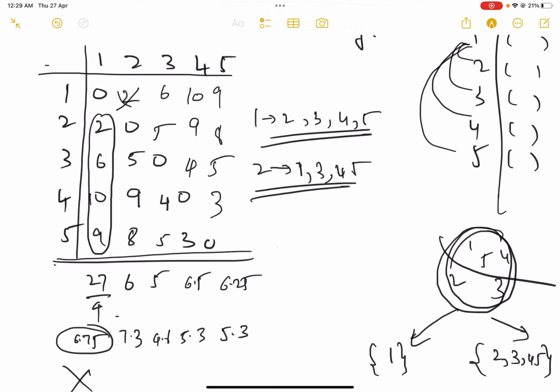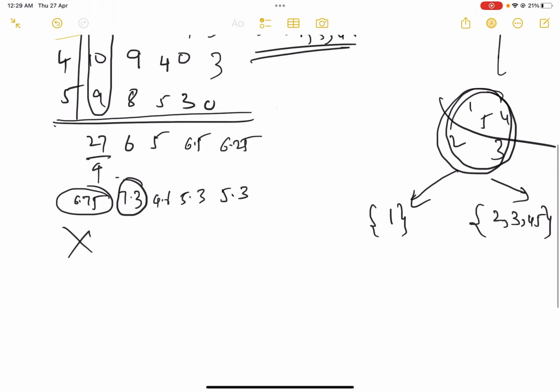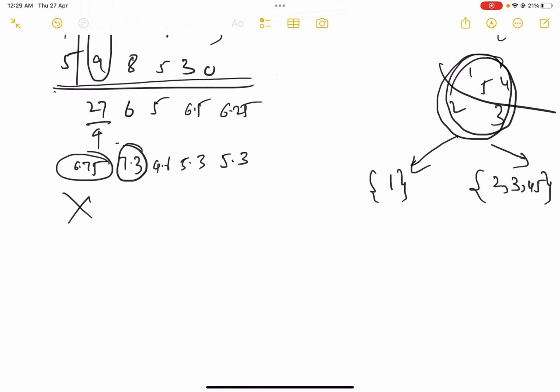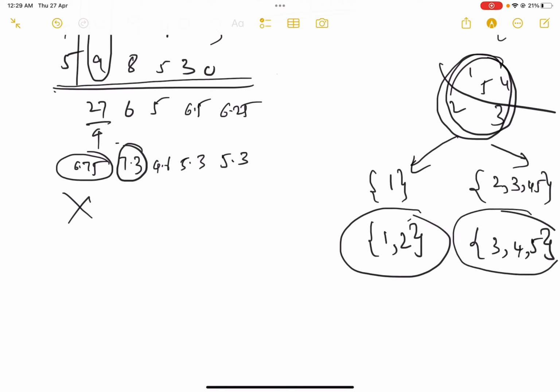Now again, which is the most hated node? The hated node is 2. That is, the least liked node is 2. So we remove it and give 2 to the cluster number 1. So 2, and this would be 3, 4 and 5. So these are two clusters. We broke the set of nodes that we have into two clusters.